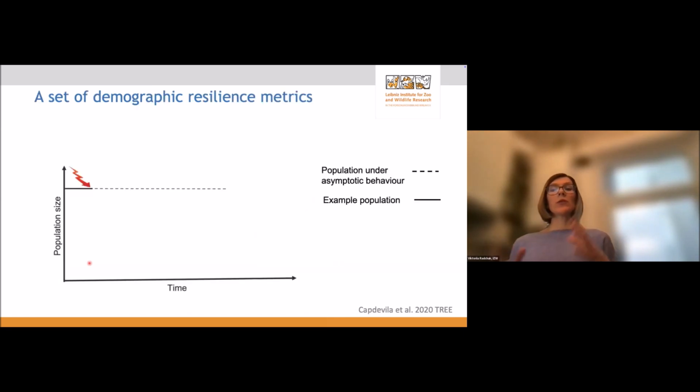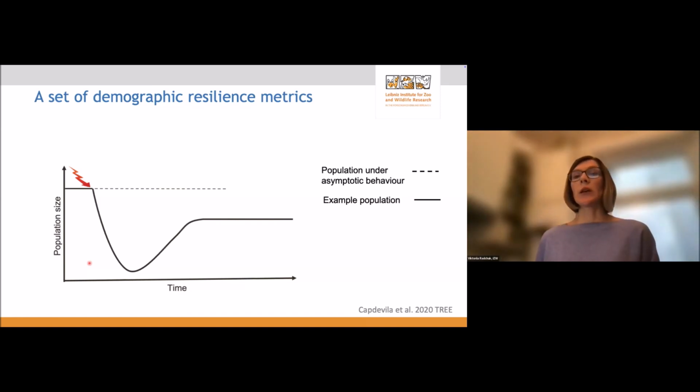And in fact, it's not only two aspects, resistance and recovery, that can be measured, but there is a suite of metrics that can be used to measure those two aspects. And I will highlight and exemplify some of them on this schematic figure, where we have population size changing over time. For simplicity, we assume that the long-term population behavior would be a stable population dynamic. So that's shown by this dashed line here. However, a disturbance may push the population away from such a behavior, and it can exhibit, for example, the pattern shown on the slide. We can measure the following resilience metrics.